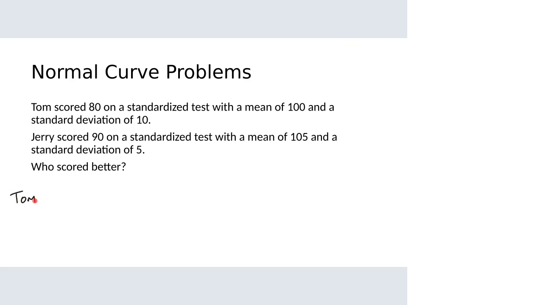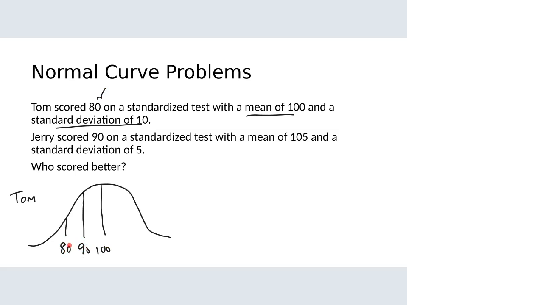We're going to draw a picture for Tom. Tom had a mean of 100 and a standard deviation of 10, and he scored 80. I can see that he scored below the mean, so I'm going to go ahead and just draw this side. And so Tom's score was right here at 80. He was 2 standard deviations below the mean. Let me know if you have questions. You probably can anticipate what's going to happen next.